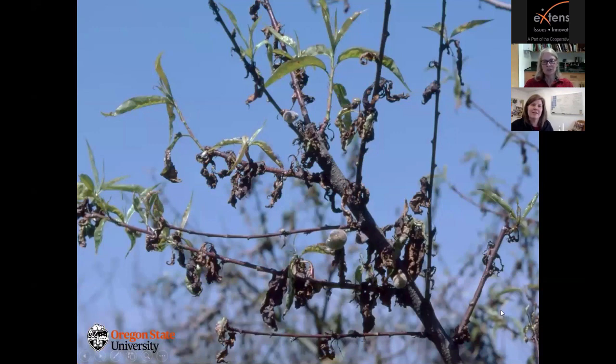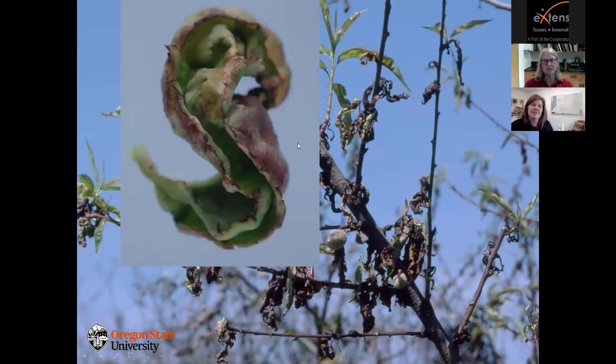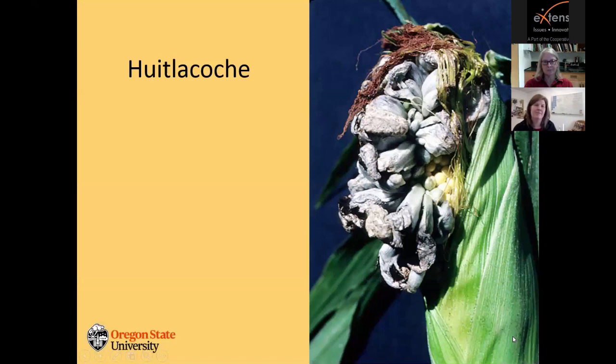This is a really serious problem in peach production. This is peach leaf curl, and this is an enlarged view of what it does. This is a microscopic fungus that produces spores right on the surface of these little swellings again. And as you can see, they can really hammer the trees. And in my area, if you're growing a peach, you have to use control for this organism.